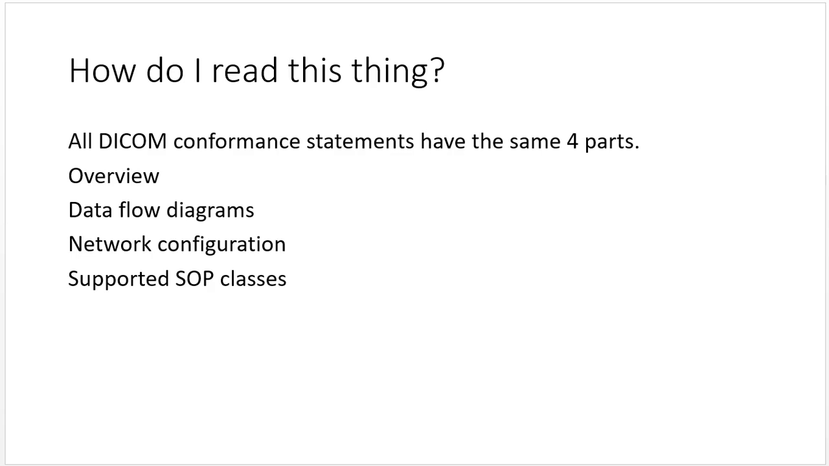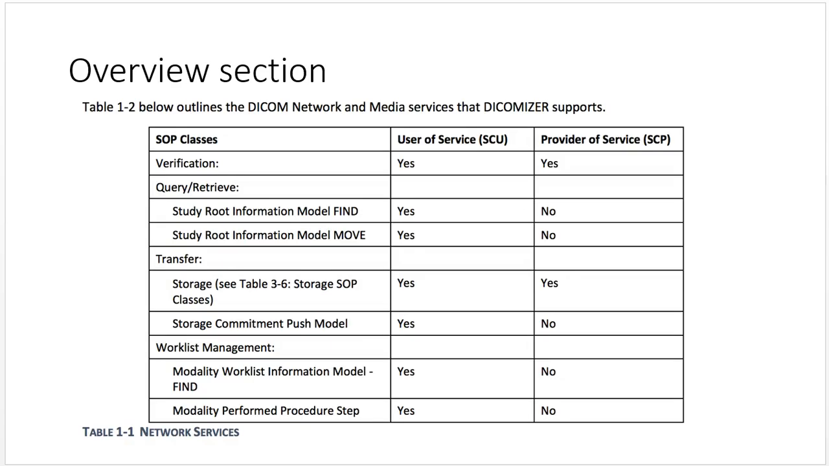So, how do you read this monster document? Well, the good news is all DICOM conformance statements have the same four parts. They have an overview, they have data flow diagrams, network configuration, and supported SOP classes. So, the overview section. The overview section helps you answer two basic questions. What is this modality, and what can it do? It lists the SOP classes and tells you whether it supports them as a user and/or provider.